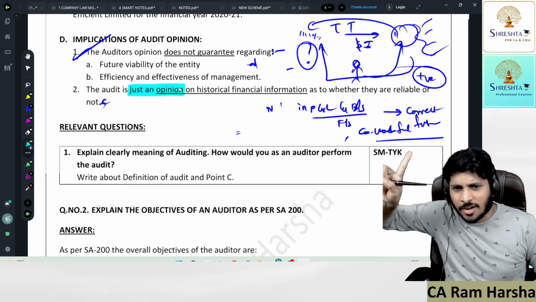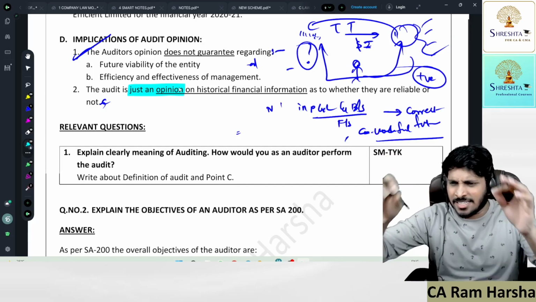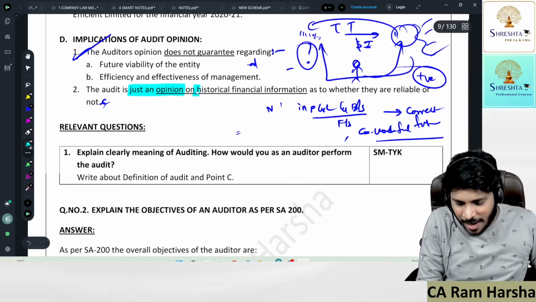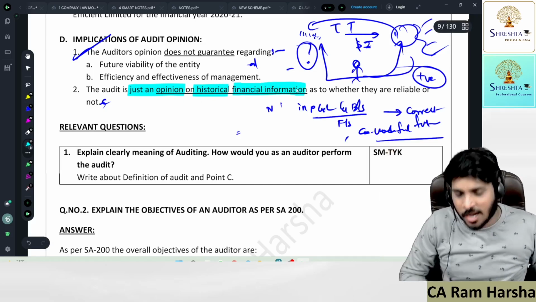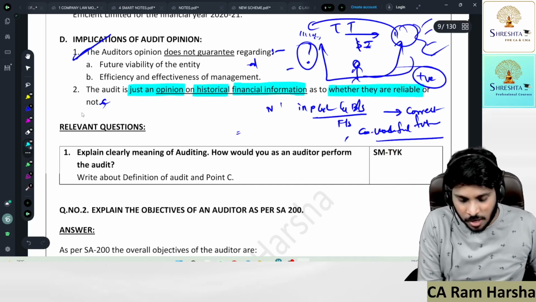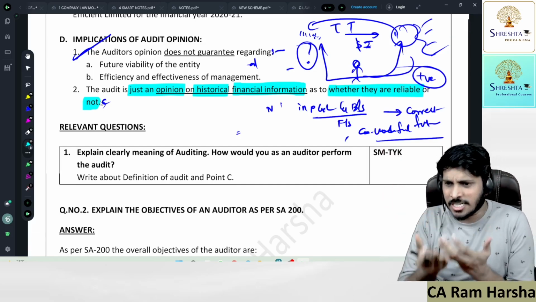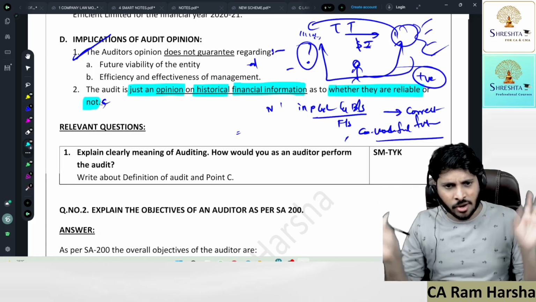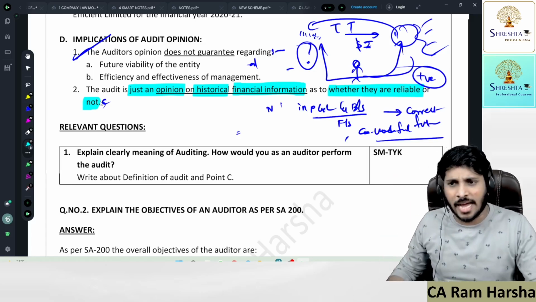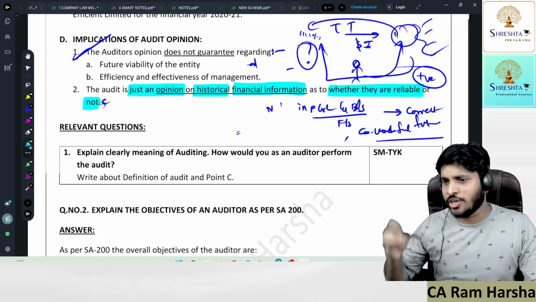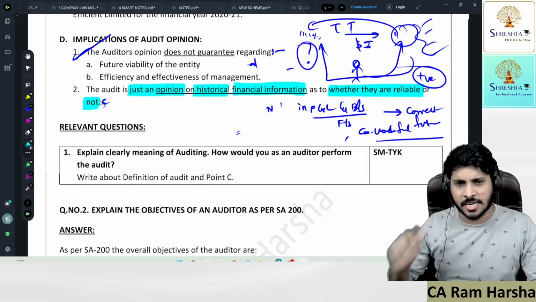Whether the numbers are right, whether the numbers are wrong. It is just an opinion on what? Past financial data. Whether they are reliable or not. Simple. We shareholders sent auditor to just come back and tell are they right or they wrong. That's it. That's about implications of the audit opinion. I hope you understand.